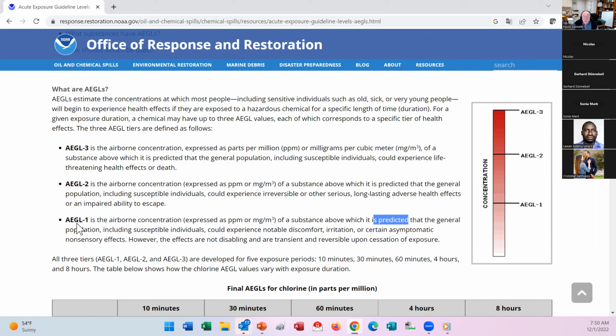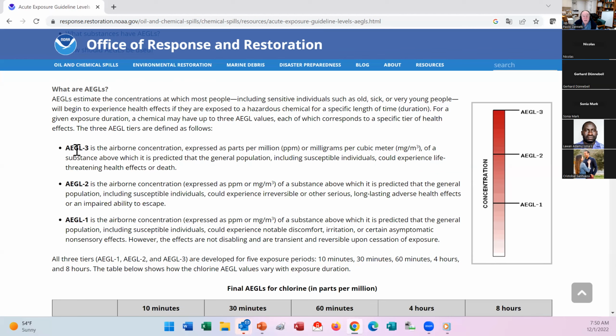And there are 3 levels. Eagle 1 is the lowest, so the effect will not be very bad, practically, but there may be some effect. Eagle 2 is a higher value. The effects may be serious, but not enough to block the individual from escaping. So you smell something bad, you can escape. Eagle 2 is not something that will make you faint.